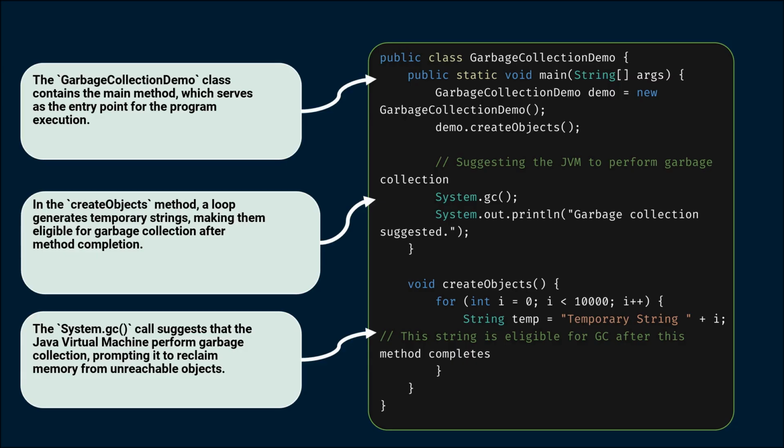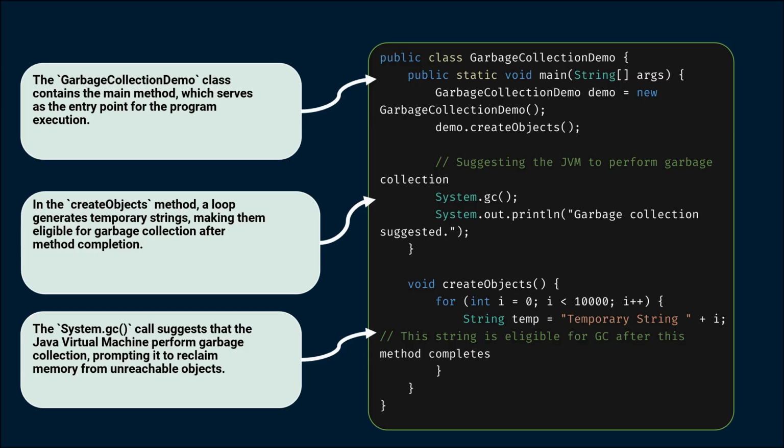However, once the createObjects method completes, all these string references go out of scope and become eligible for garbage collection, meaning they are no longer accessible by the program. To illustrate garbage collection in action, we include a call to System.gc, which suggests to the Java Virtual Machine (JVM) that it may want to run the garbage collector to free up memory.